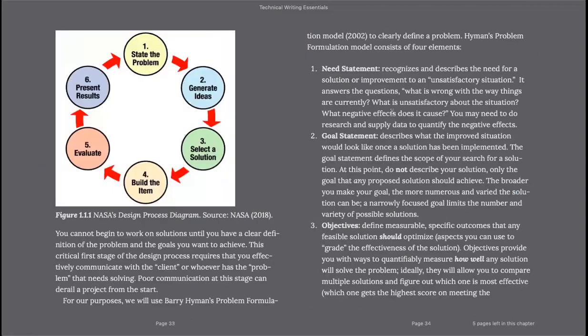I'm going to take you directly to how to organize your technical writing. Another sample, this one is a scientific sample. Imagine that NASA designed the process diagram. They state the problem, they talk about the problem at NASA, and then they generate the ideas. They select the solution within those ideas that were generated, and then they build an item, and then they evaluate it, and then they present the result.